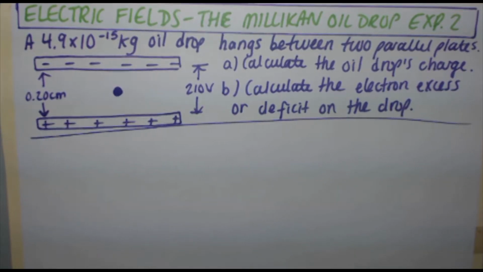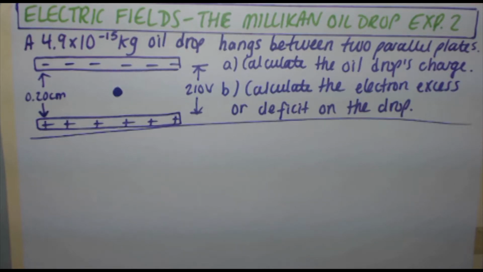Episode of the Millikan oil drop experiment 2. A 4.9 times 10 to the minus 15 kilogram oil drop hangs between two parallel plates. A. Calculate the oil drop's charge, and B. Calculate the electron excess or deficit on the drop.